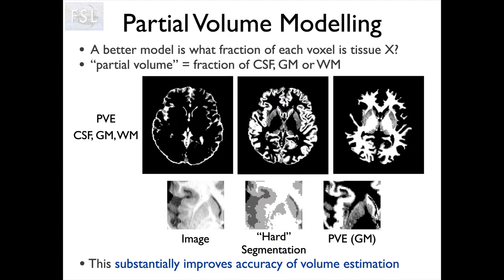Now, everything I've talked about so far is in the context of doing something fairly simple. That is, I'm trying to decide for each voxel whether it is grey matter or white matter or CSF. That is, whether it is 100% grey matter or 100% white matter or 100% CSF. Now that's true for many voxels in the brain, but certainly not all. There are plenty of voxels where actually they're a mixture.